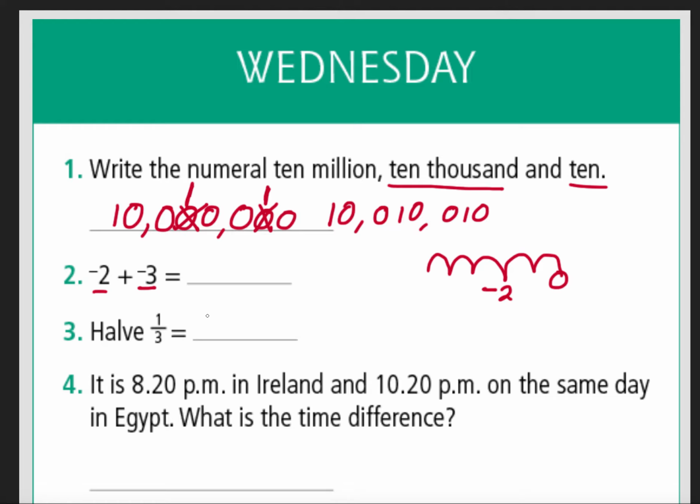So the way we do that with fractions is we multiply them. So we say 1 over 2 multiplied by 1 over 3. And on the top we're going to get a 1, and on the bottom we're going to get 6. So halve 1/3, half of a third, is 1/6.